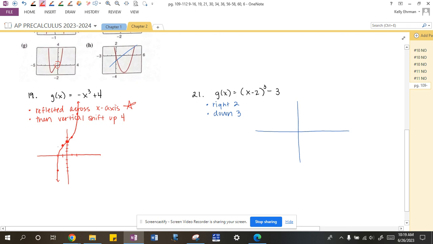Okay, I've already shifted up 4. So if I'm going to reflect at this point, I'm no longer reflecting across the x-axis. I'm reflecting across where that line of symmetry would be. So this really should have been like this.